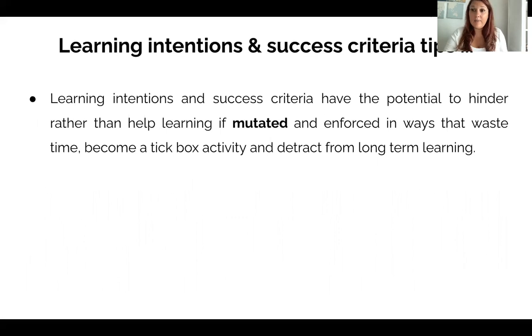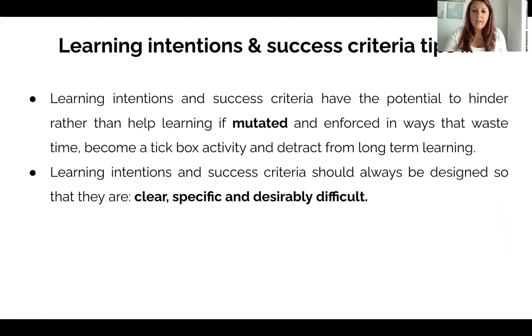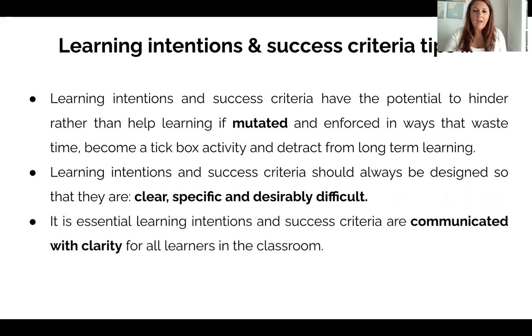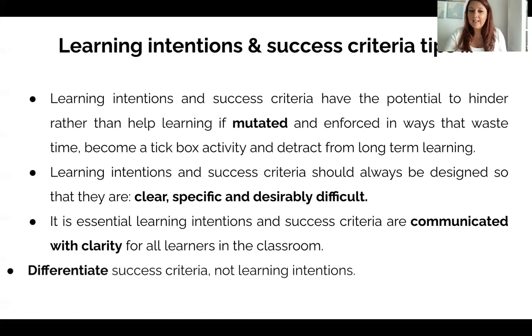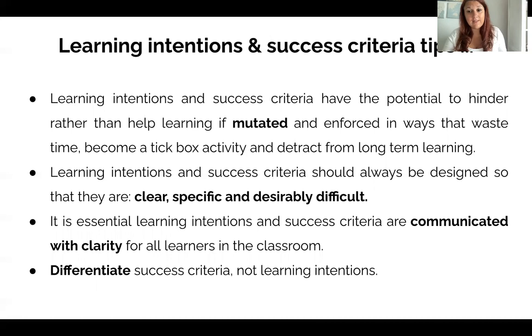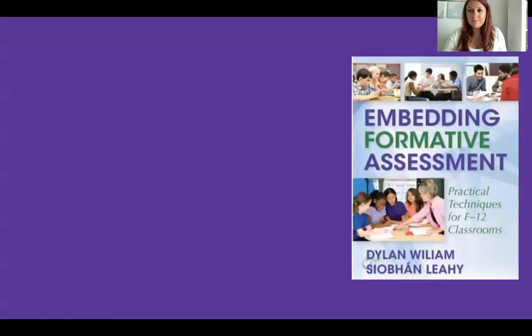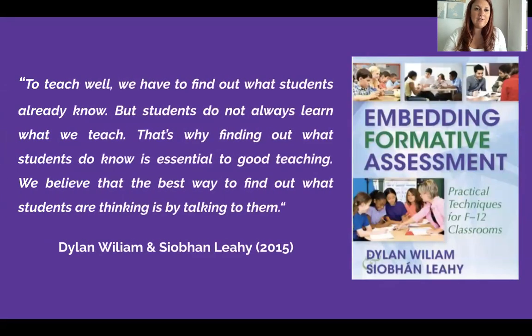So as I've said, they have the potential to hinder if they become mutated and waste time, which we don't want. They should always be clear, specific, desirably difficult, communicated clearly, and differentiate success criteria, not learning intentions. So moving on to the second strand, this is what Dylan and Siobhan had to say.